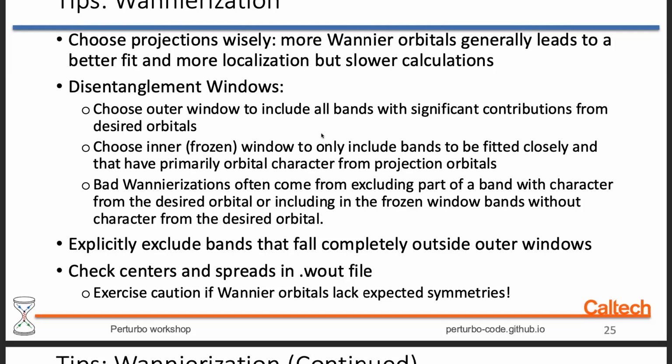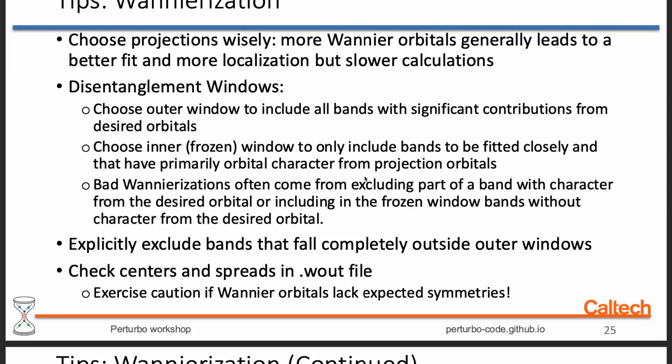So usually there's two windows, an outer and inner window. In the tutorials, these will be set for you, but when you're doing your own calculations, I would say generally you want to set the outer window to include all bands that have significant character from the orbitals that you're projecting onto. And you usually want to set the frozen window to only have the bands that you really want to fit closely.